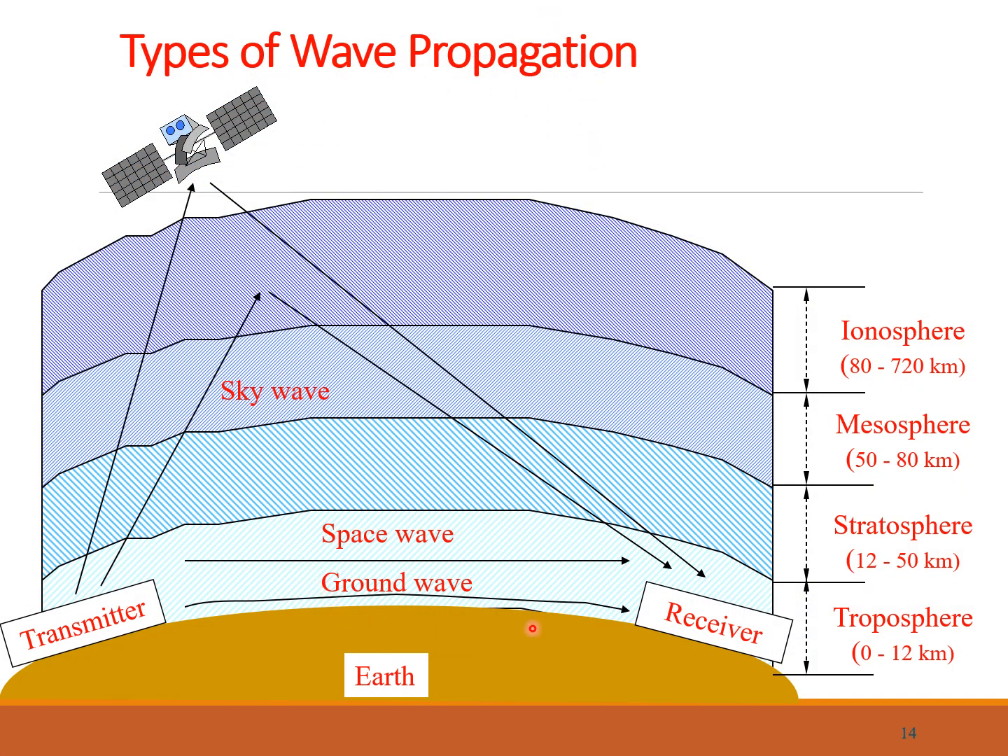Now look at this picture. The same thing that I have told you earlier. This is another diagram showing it. See here, this is the transmitter, this is the receiver. The waves that travel very near to the surface of the earth are called ground waves. The waves that make use of the troposphere of earth are called space waves, where the transmitter will be able to see the receiver. And the signals from the transmitter that get reflected by the ionosphere and then come back to the receiver are called sky waves.